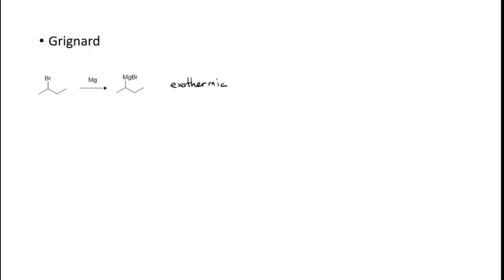Recall this reaction is exothermic, and the sign that you were actually forming the Grignard reagent was the fact that the solution boiled on its own. It generated enough heat to reflux without any added heat. Once the alkyl magnesium bromide was made, you then did the reaction.